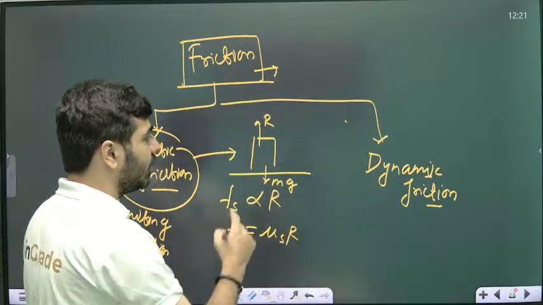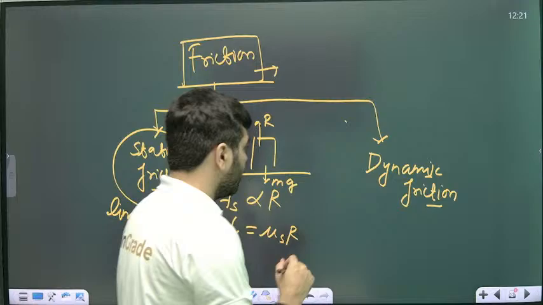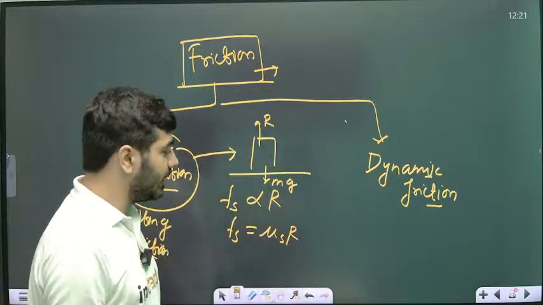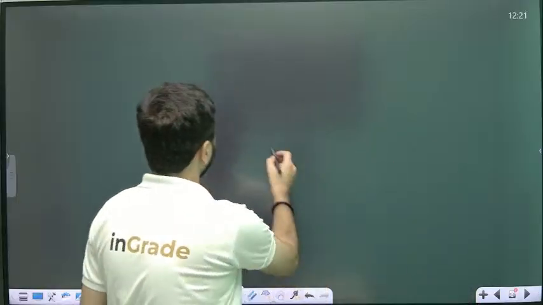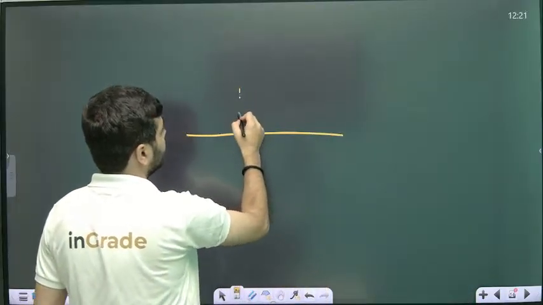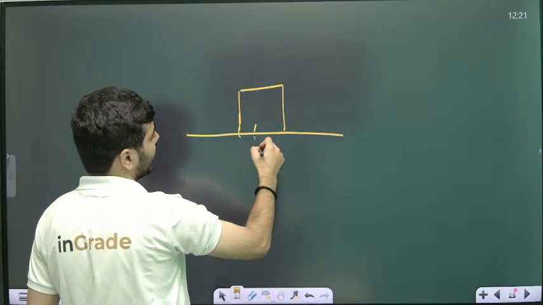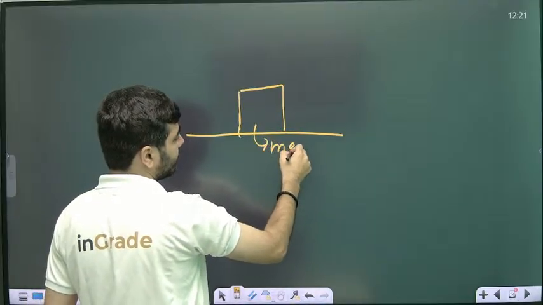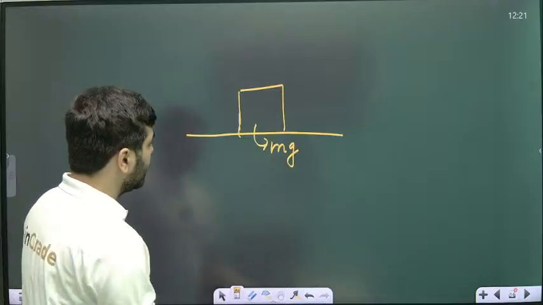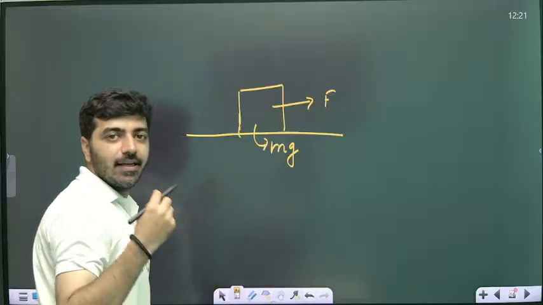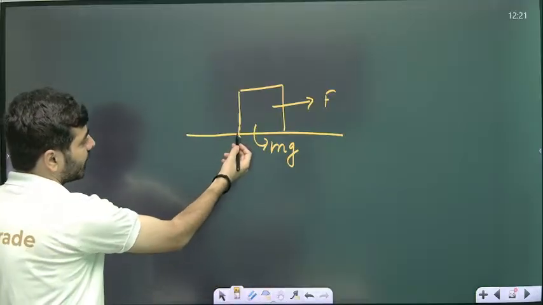Let me first tell you about dynamic friction. What is dynamic friction? If the body is moving with a velocity of v, let's say this is a body of mass m, total weight will be mg. If an external force is applied on it, let's say F, then there will be a friction, let's say in a backward direction.